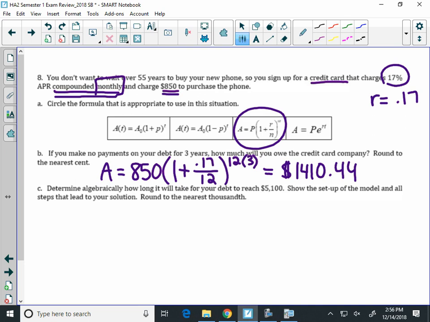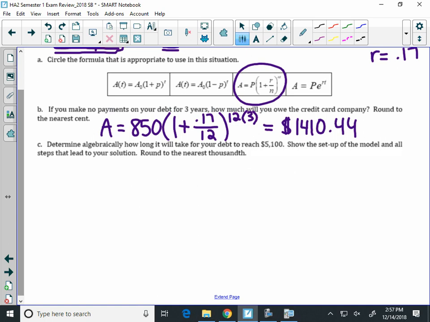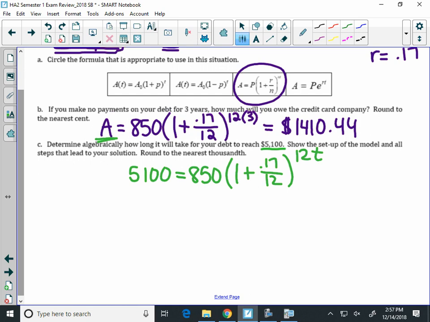Now we want to know, if you just continued to not pay off your credit card bill, how long until it would reach a debt of $5,100? Like the previous problem, you're going to put that 5,100 where the A goes. So you'll set up 5,100 equals your entire crazy looking formula here, although your exponent is going to be 12t because you're trying to find the time.